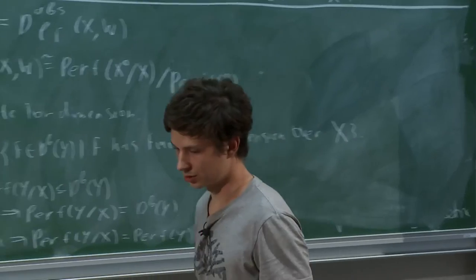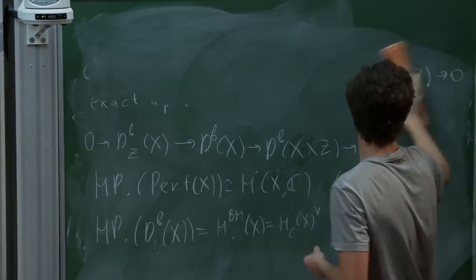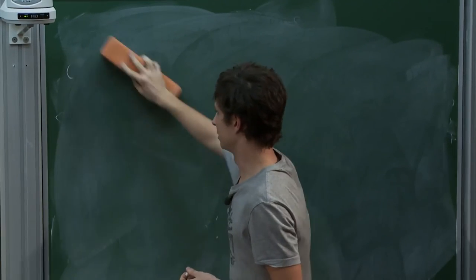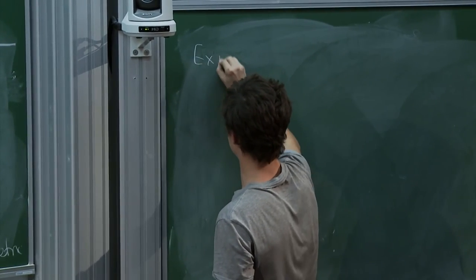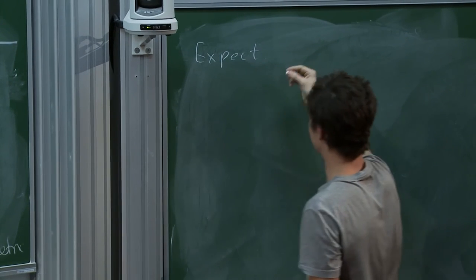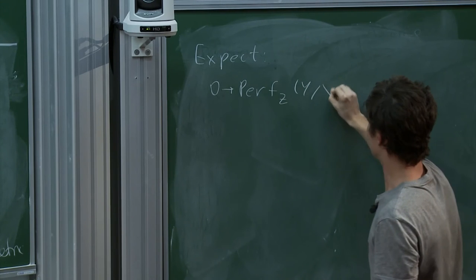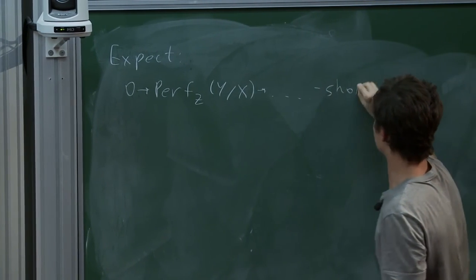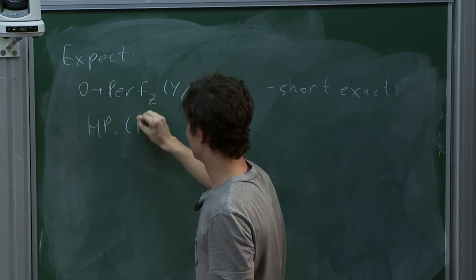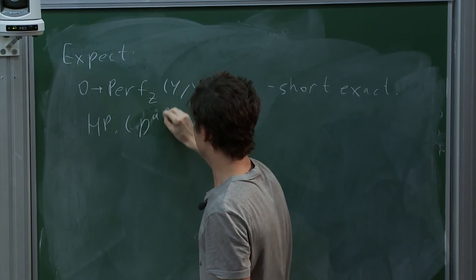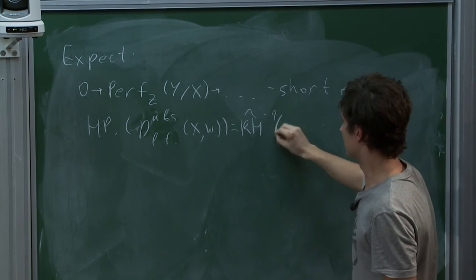Of course the natural expectation would be that the analogous results work in this case with perfect complexes. So we can expect that there are short exact sequences like this and so on, short exact, and also that periodic homology of these locally free factorizations should be just the homology of the sheaf of vanishing cycles.